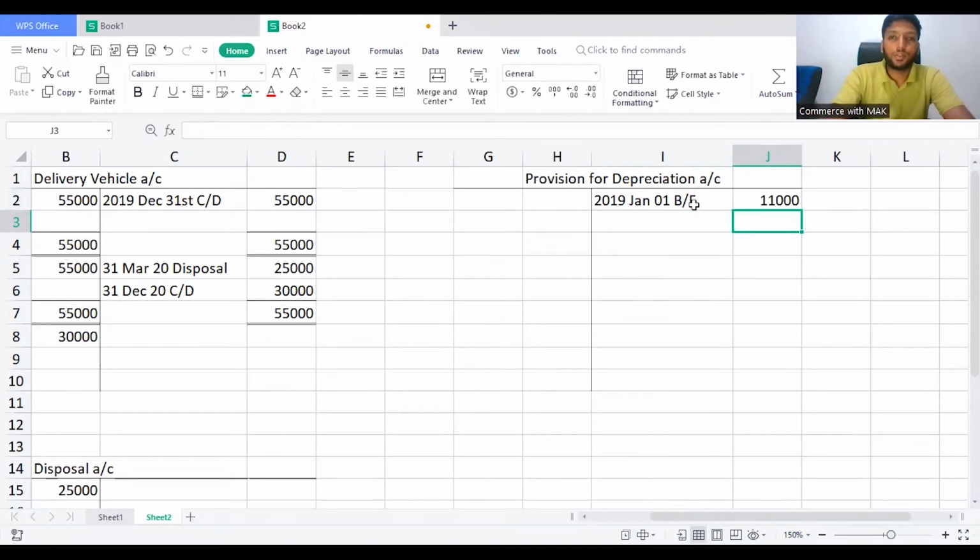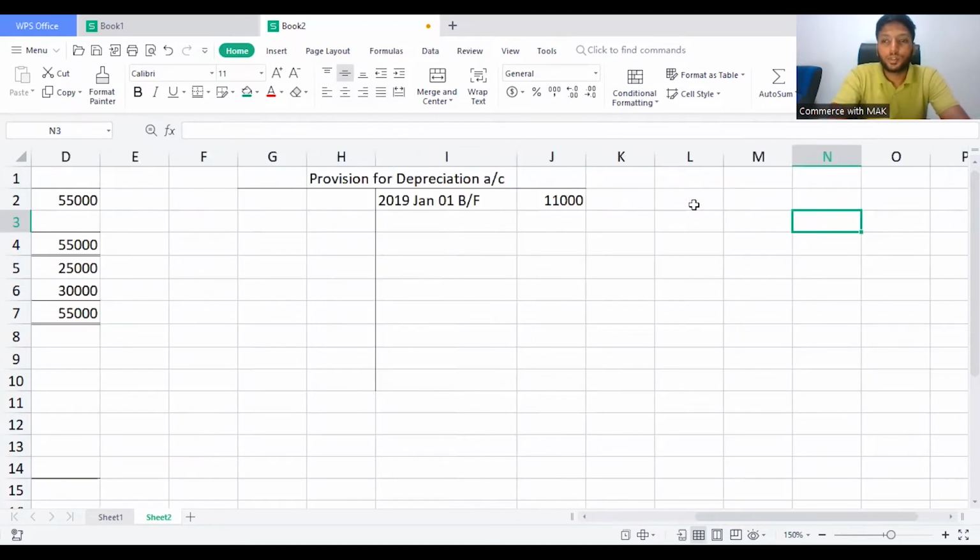Now I need to find the depreciation for the account. What is the double entry for provision for depreciation? Depreciation account debit, provision for depreciation account credit. If you do not know the double entries and how to do it, under the description you can find the link on depreciation. Even through whiteboard I have explained, or even through Excel I have explained. Both teaching methods will be helpful for you to learn depreciation thoroughly.